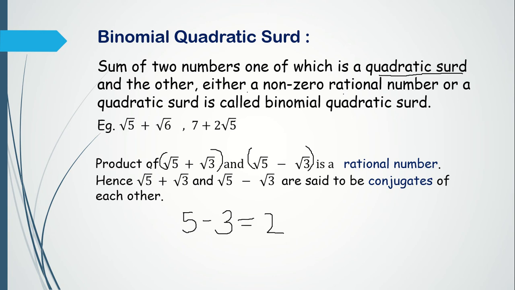So the product of root 5 plus root 3 and root 5 minus root 3 is a rational number. And hence root 5 plus root 3 and root 5 minus root 3 are said to be conjugates of each other. So when you multiply two binomial quadratic surds and if their product is a rational number, then they are said to be conjugates of each other.